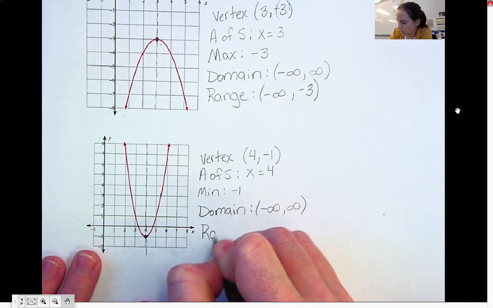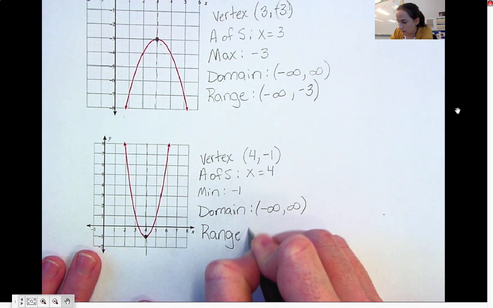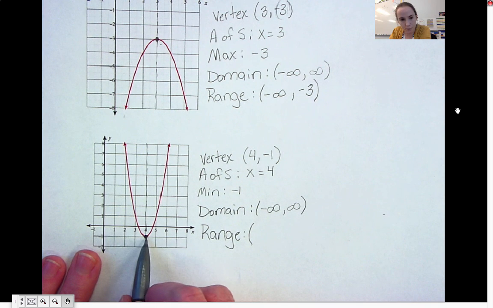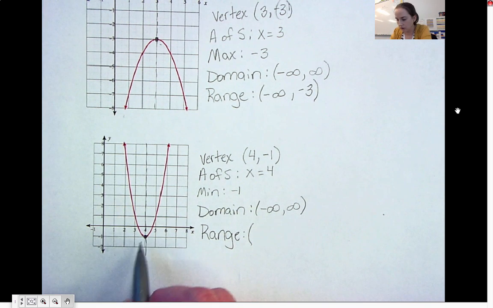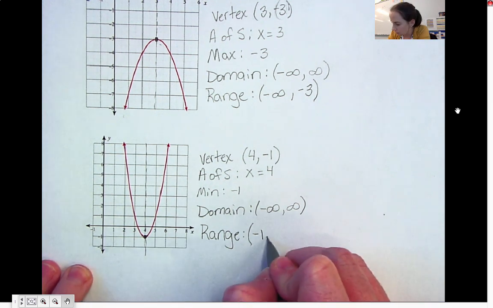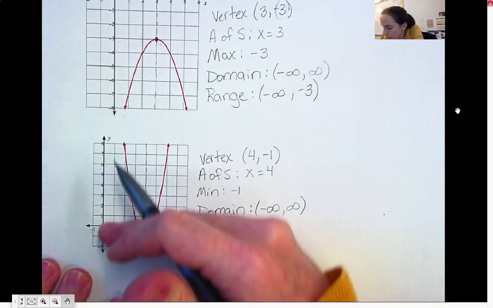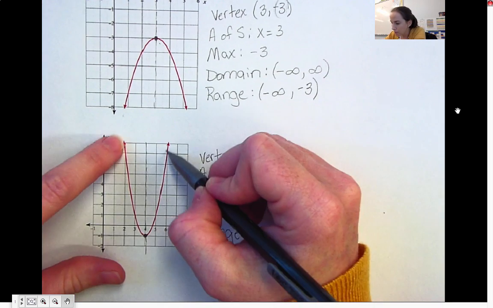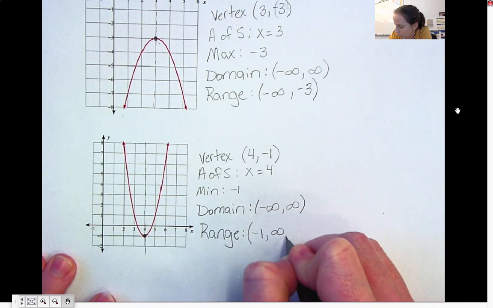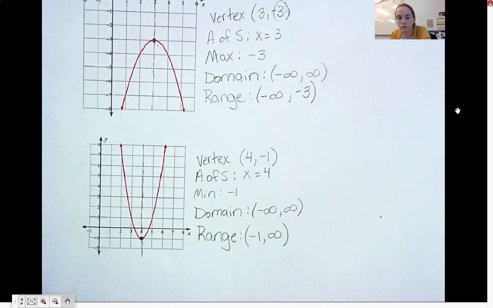And the range, remember, range is affected by the vertex. Where is the starting point, the lowest point? Well, -1 is where my graph actually, it doesn't go lower than -1. So -1 is the lowest value on the y-axis that we'll see. And then it goes forever and ever up. It keeps going up, up, up. So all values from -1 to infinity are used.